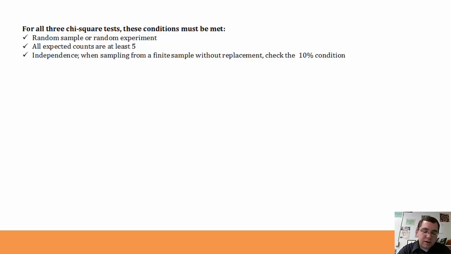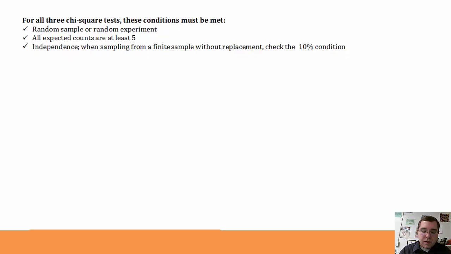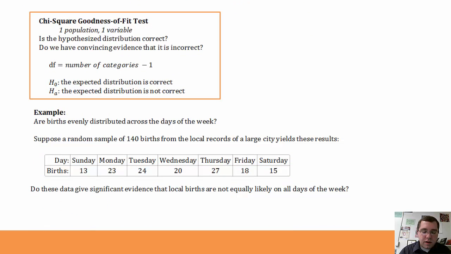And the third condition is one we're used to, independence. When we're sampling from a finite population without replacement, we have to check the 10% condition. If we have more than one sample, we have to check the 10% condition for each sample, and we have to verify that those 2 samples are independent of each other. So those are our 3 conditions. Now let's look at each of those 3 tests individually. We'll do one example for each one.